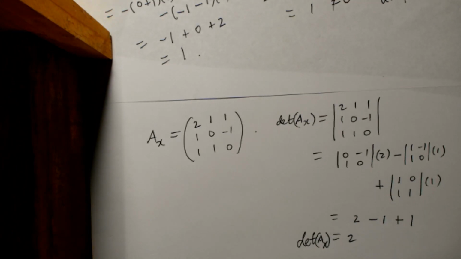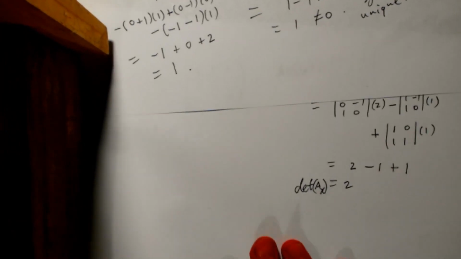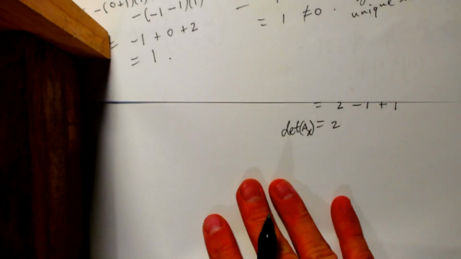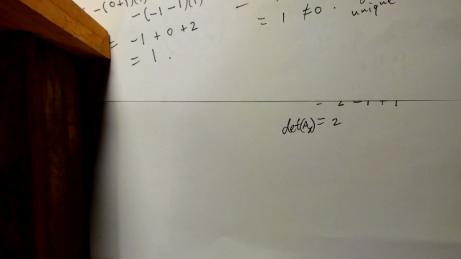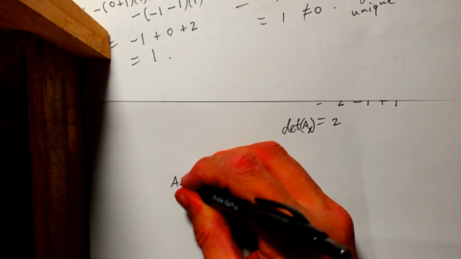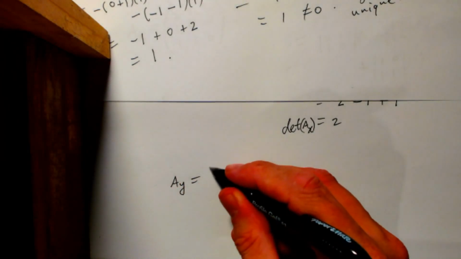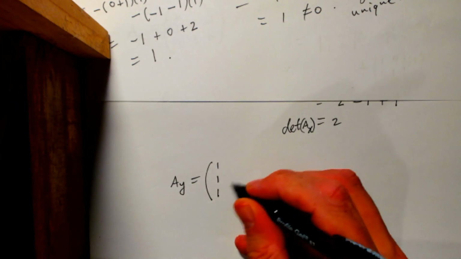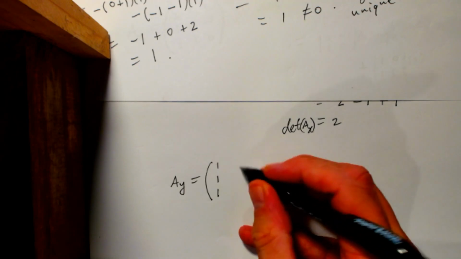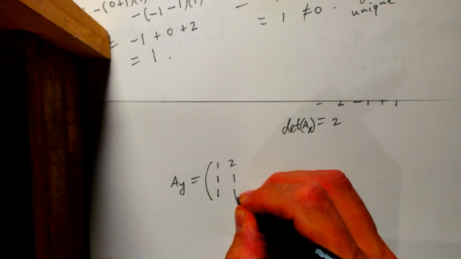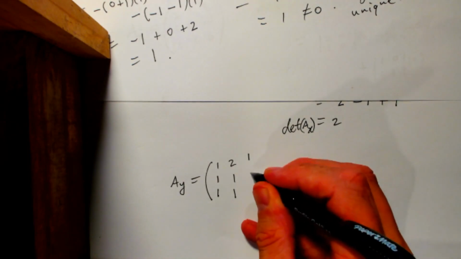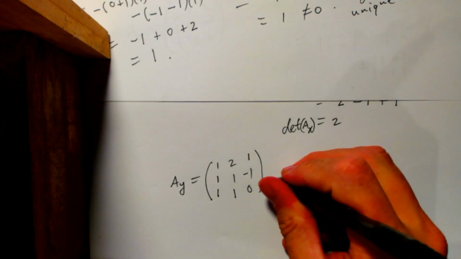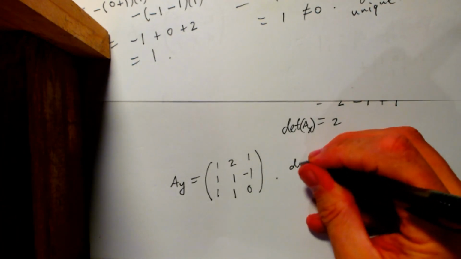Alright, similarly, we form the determinant of AY. So we've got to form the matrix AY. So AY equals the first column of A followed by C, because that's the Y column. So 2, 1, 1. And then the third column of A. Okay, and so we take the determinant of this.